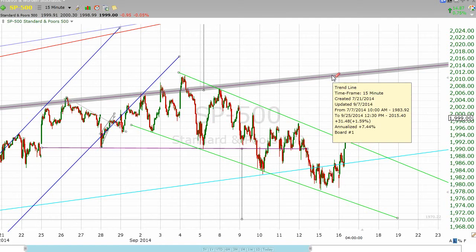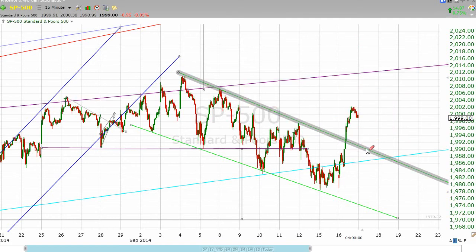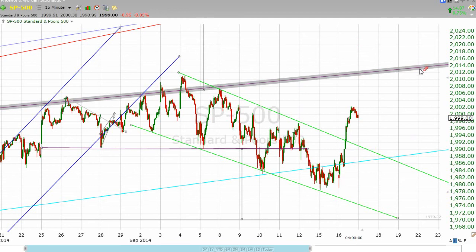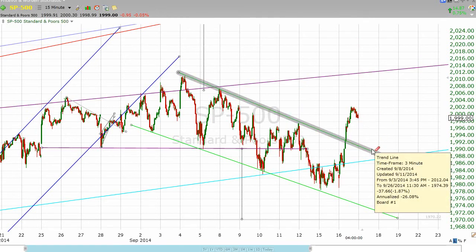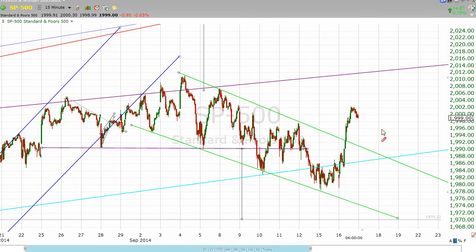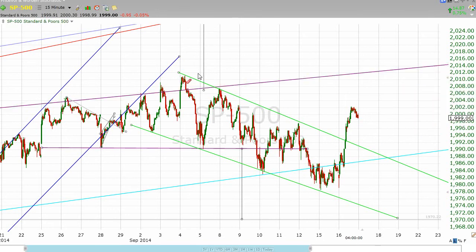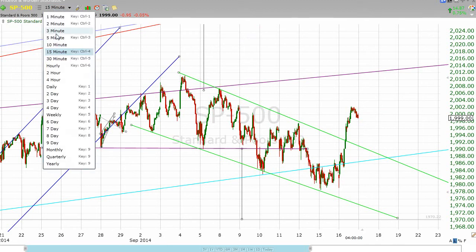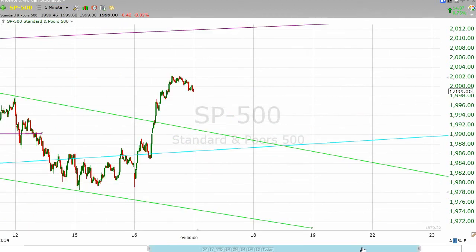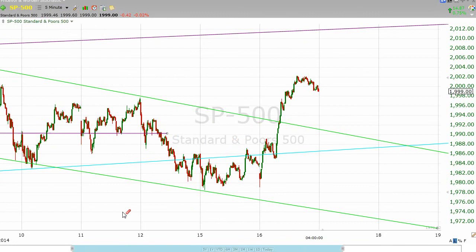And that being the case, the next logical move should be at some point, either with or without a back test on this line, a move to test the highs that we saw in the earlier part of September. If we zoom in on the chart, like a 5-minute chart, I'll be frank, you're hard pressed to pick up anything of any significance.